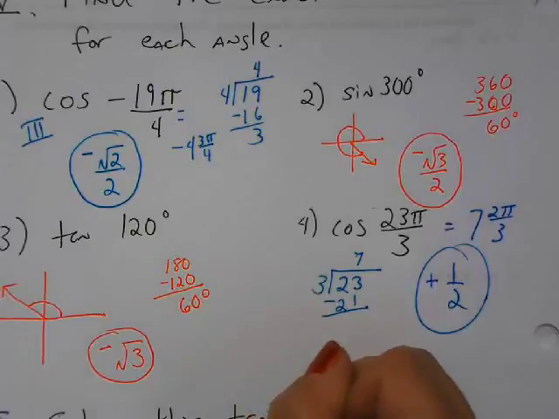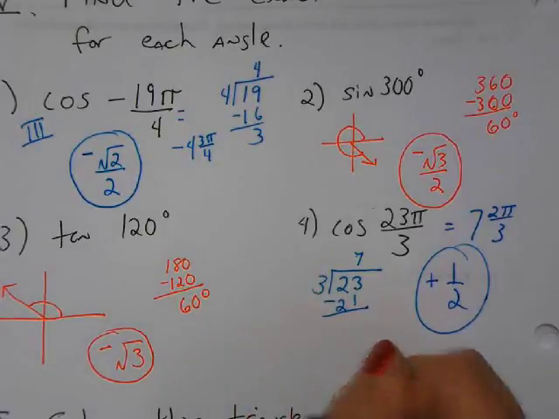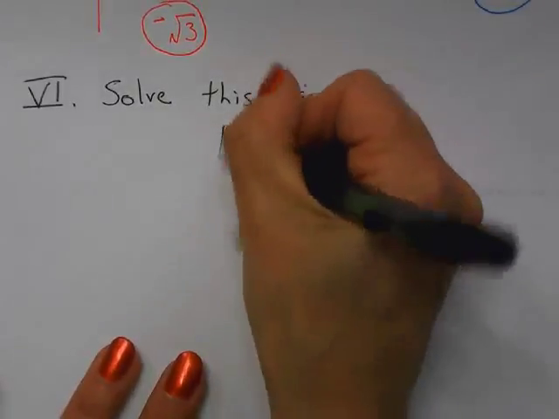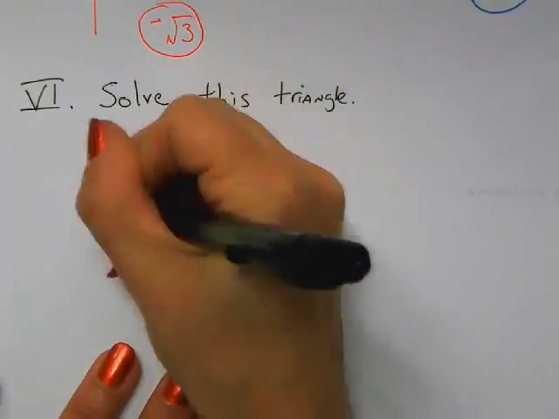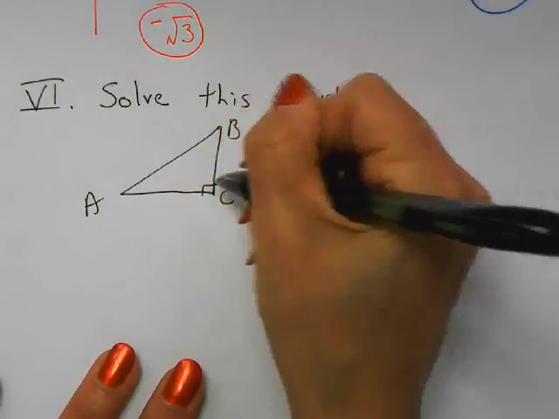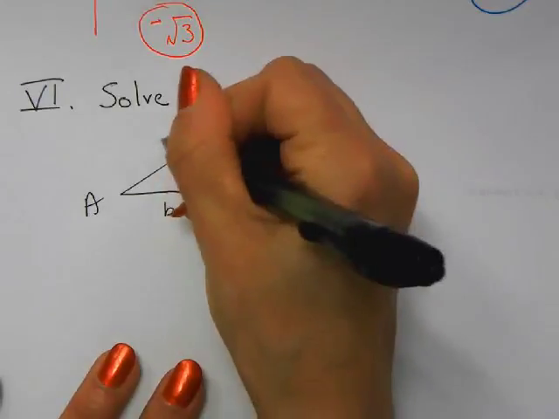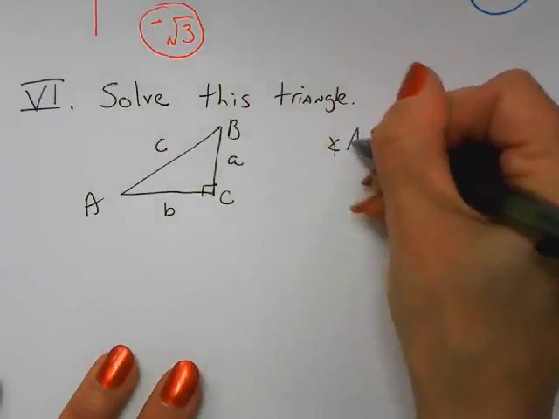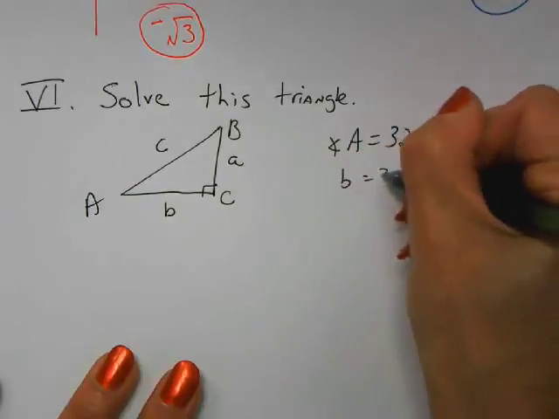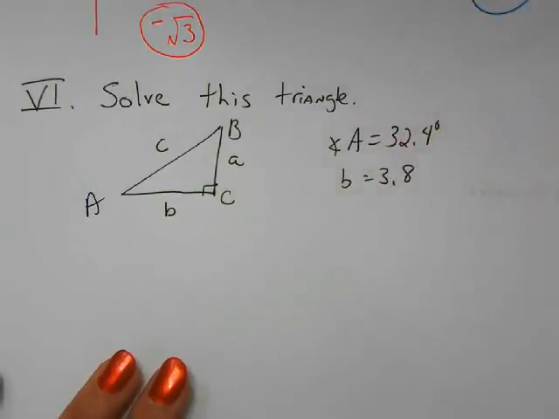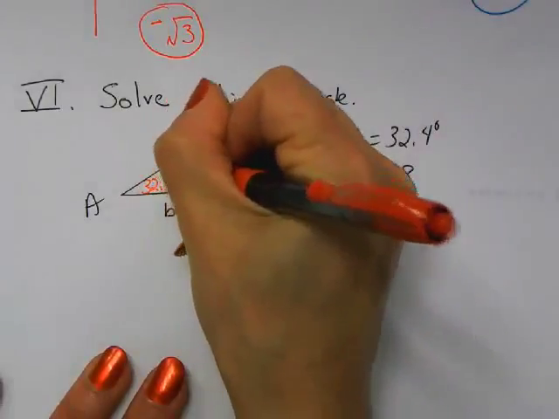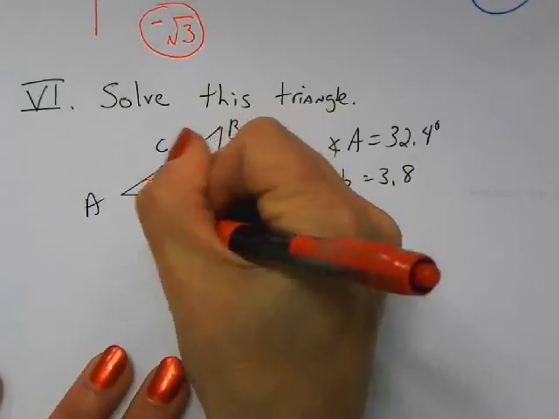Alright, last one. The directions would say solve this triangle on the test. You would be given a triangle with capital A, capital B, capital C, little a, little b, little c, and I would tell you angle A is 32.4 degrees and little b is 3.8. Okay, so let's fill in what we know. We know angle A is 32.4 and we know little b is 3.8.